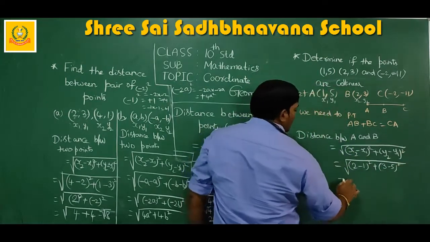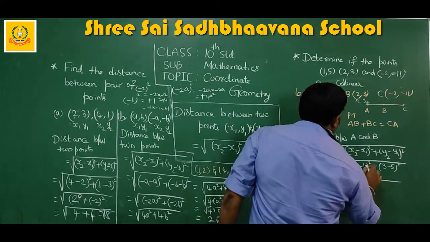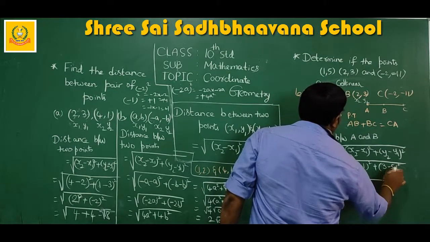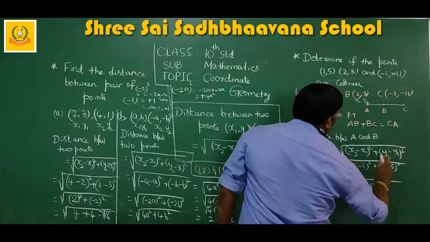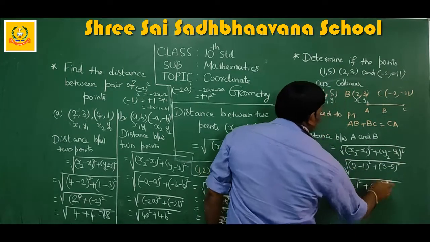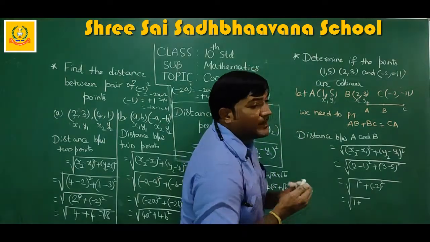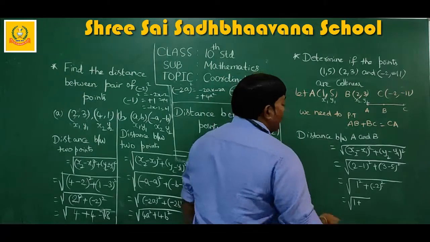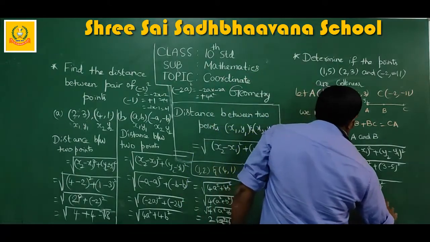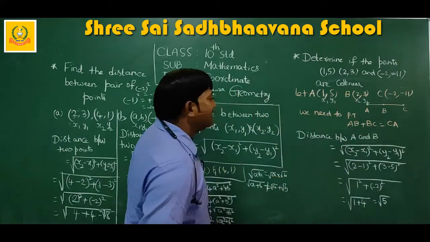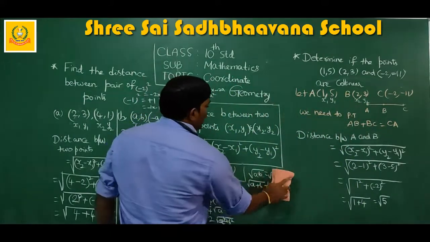Correct? So what do you get? Root of (2 minus 1) square plus (3 minus 5), which is (minus 2) square. 1 square is 1, and minus 2 square is minus 2 into minus 2, which is plus 4. So you get root of 1 plus 4, which is root 5. Correct? The distance between A and B is root 5.